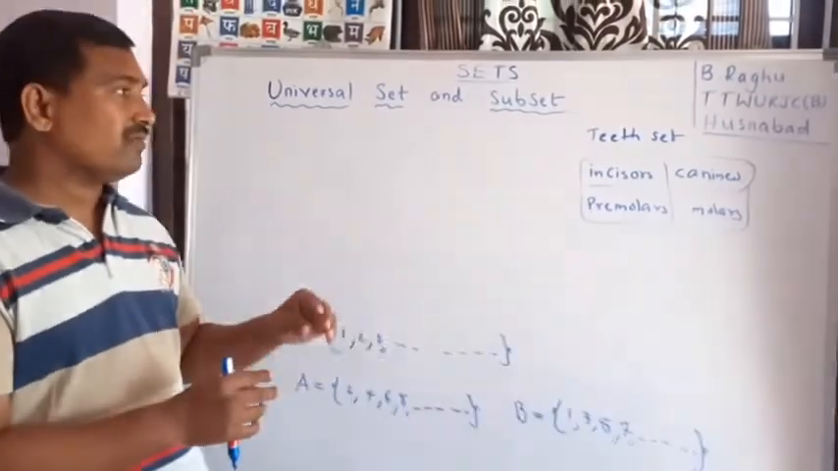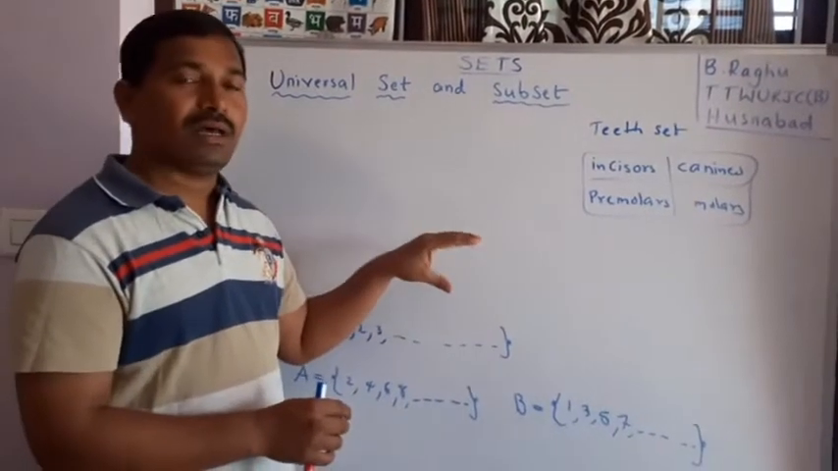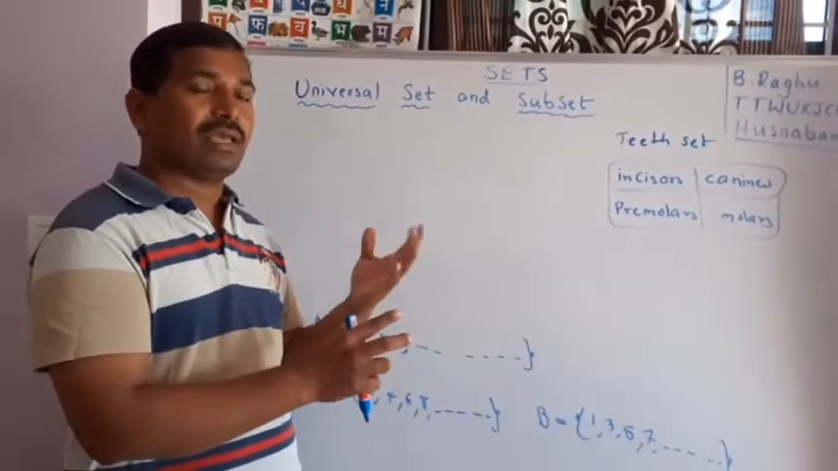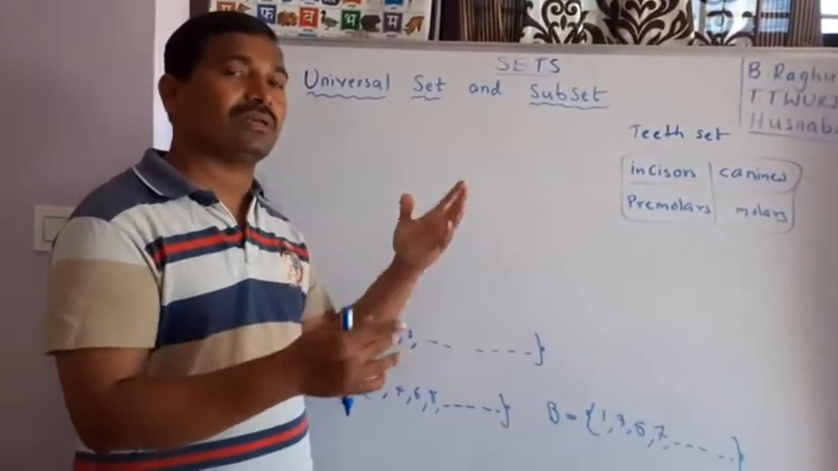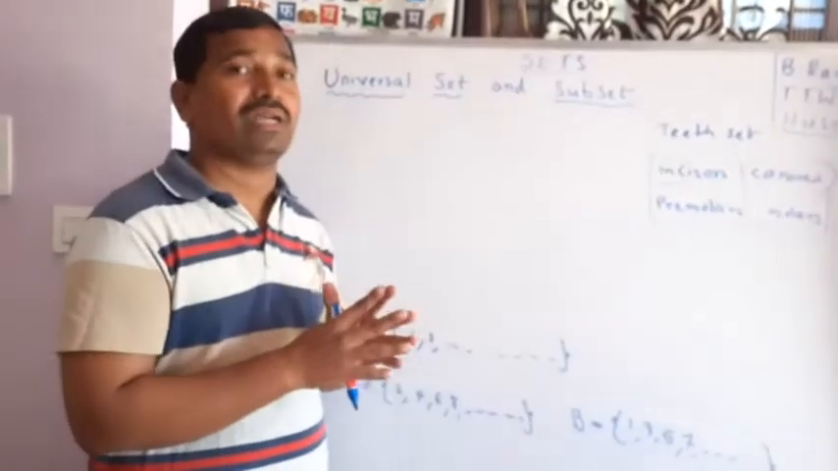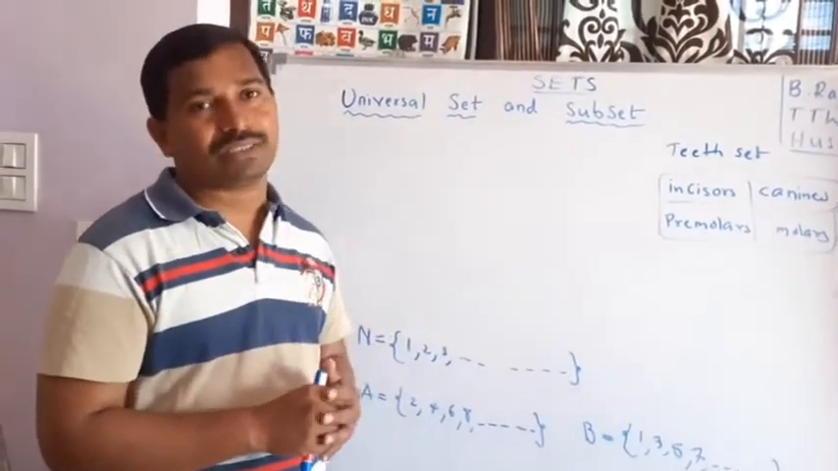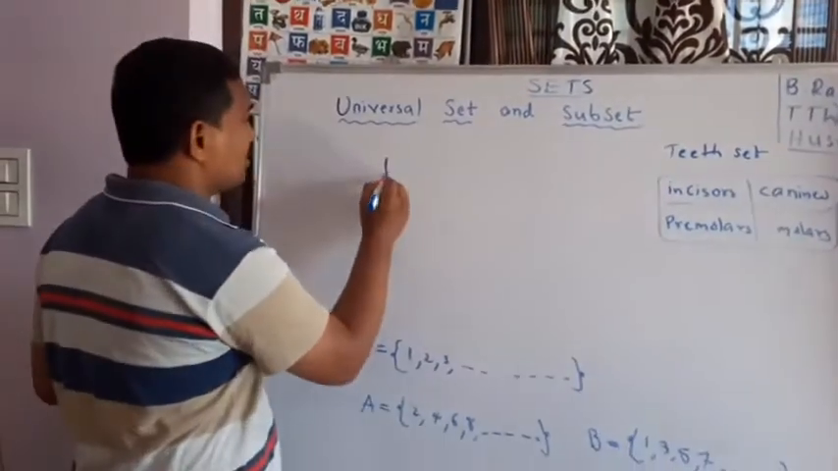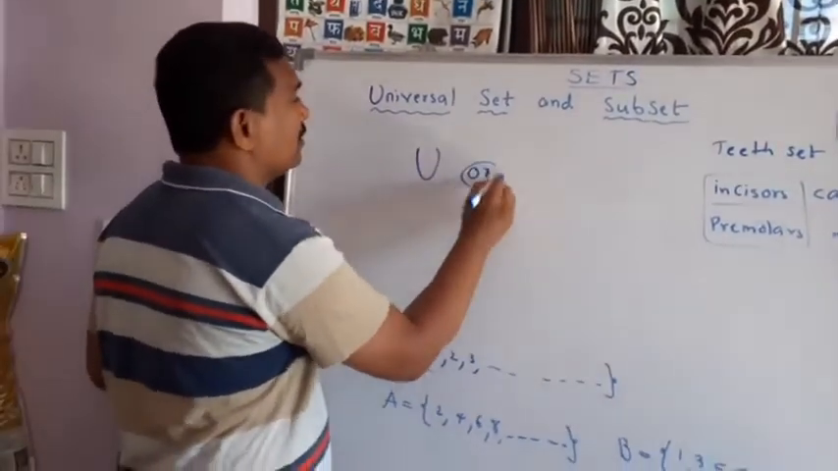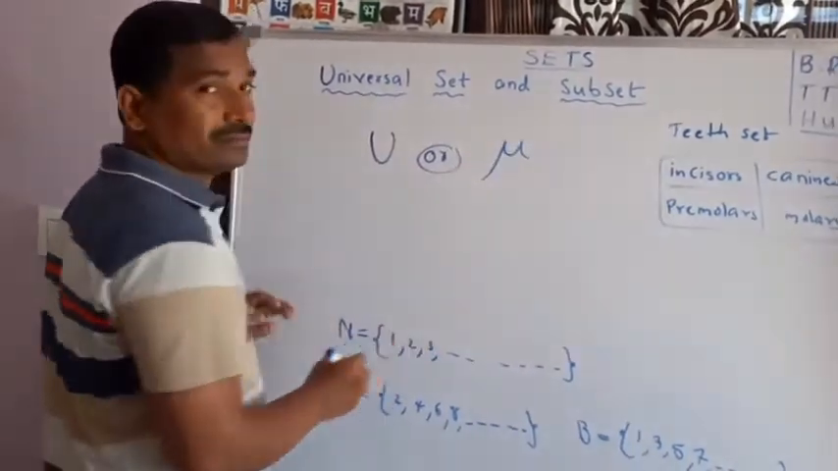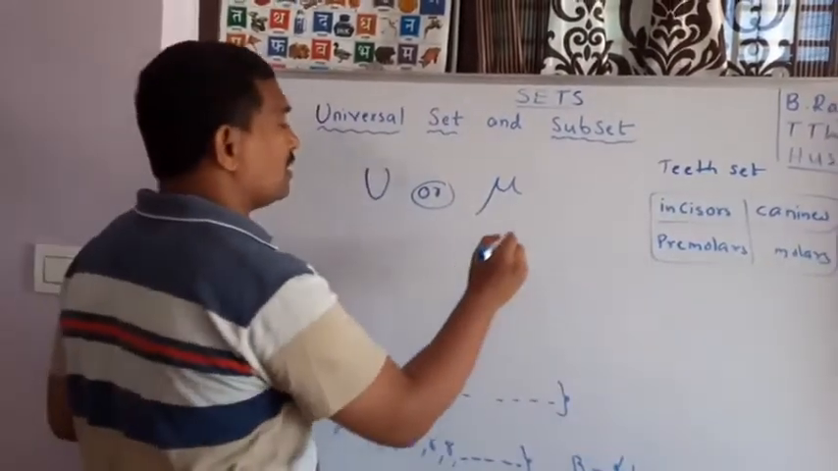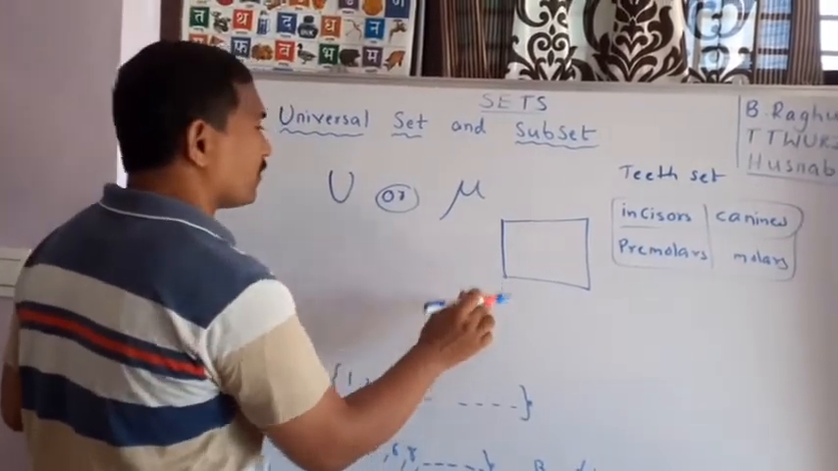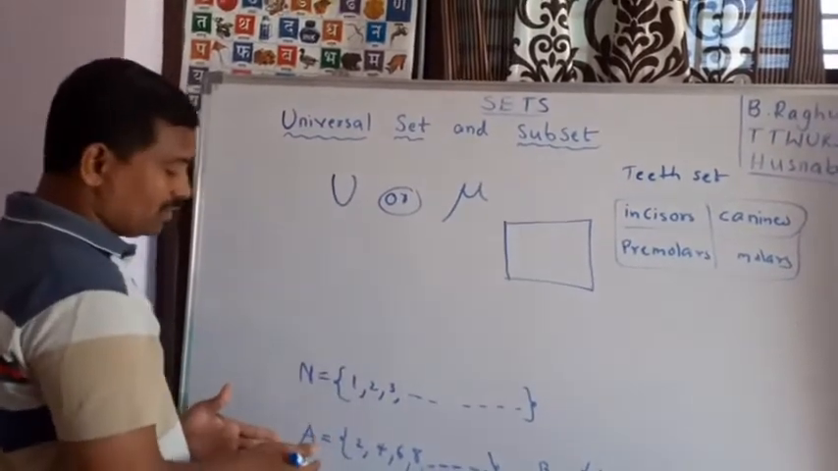Universal set means, if you are discussing one type of set, the total elements related to that set, including that set, are called the universal set. Are you getting? Now the universal set is denoted by U, and it is denoted by a rectangle. In this rectangle we can denote these sets.